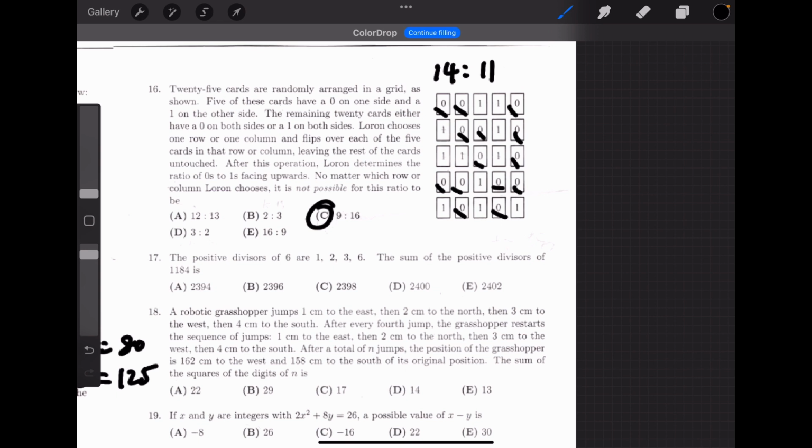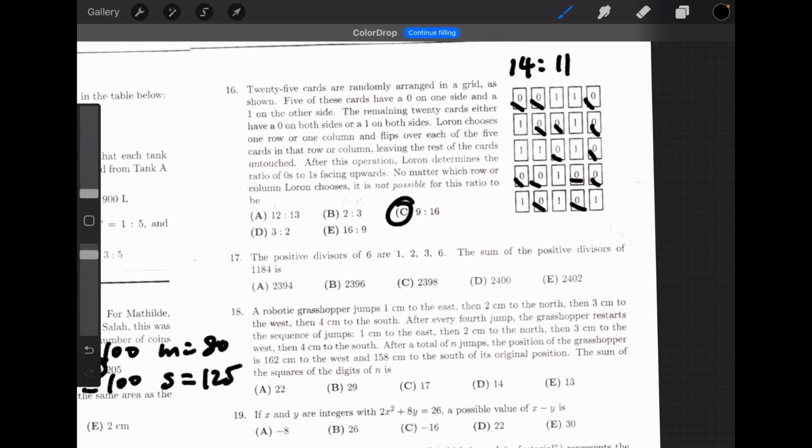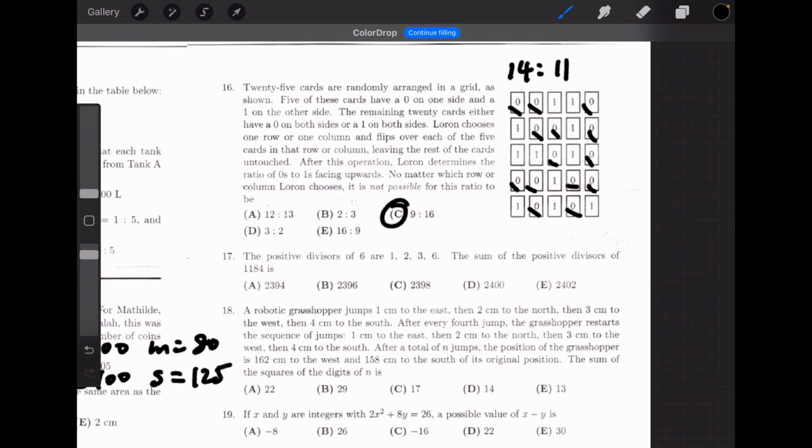Number 17. The positive divisors of 6 are 1, 2, 3, 6. The sum of the positive divisors of 1184 is... Okay, so the most convenient way to find the answer is probably to find all the divisors of 1184, and we can do that by doing short division. So 1184 divided by 2 gives us 592, and 592 divided by 2 is 296. 296 divided by 2.